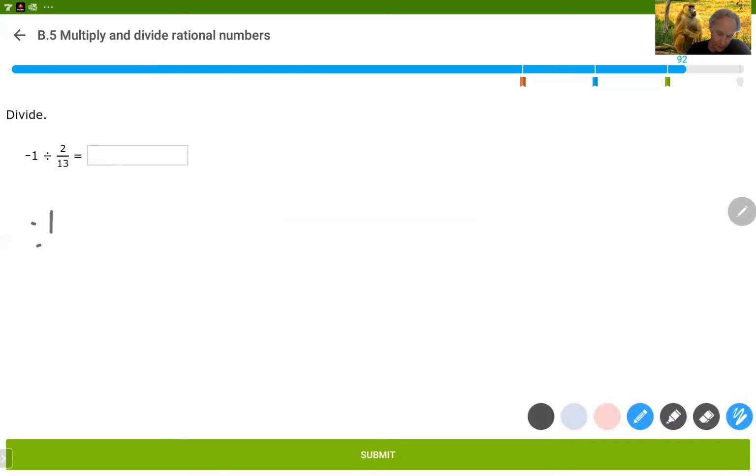Negative 1 over 1, of course, and we're multiplying by 13 over 2. Nothing else to do, just multiply by the reciprocal, negative 13 over 2.